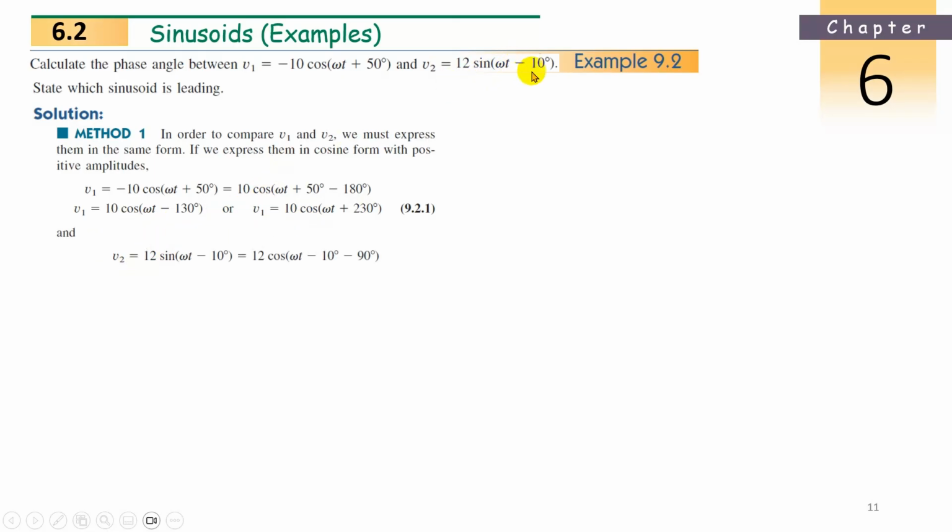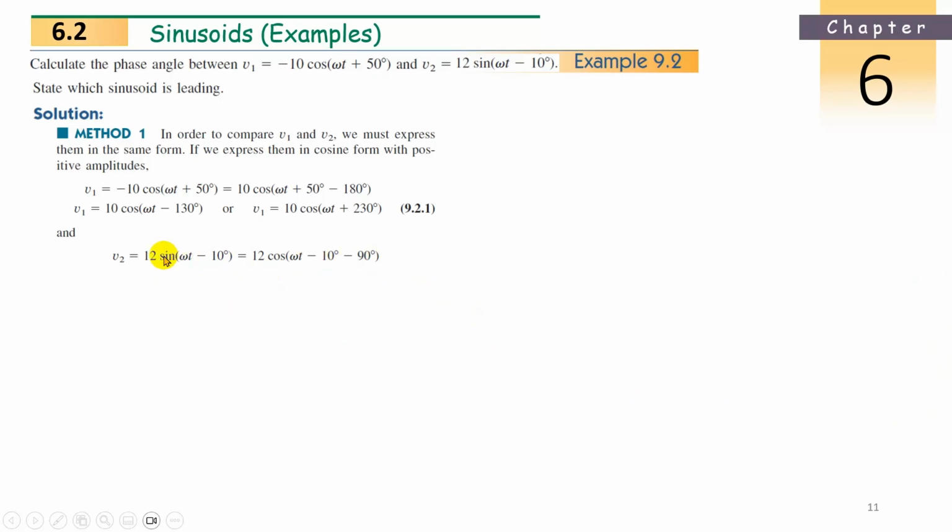Now we can check the other one. V2 is 12 sin(omega t minus 10 degrees). How can we convert this into cos? Sine to cos, we have to push by 90 degrees. Sine and cos are in a format where they are 90 degrees apart. Sine starts from 0 to maximum, back to 0 and negative maximum, 0. Cos starts from maximum to 0, 0 to negative maximum, 0 and maximum. So it starts from the maximum value, not from 0 degrees.